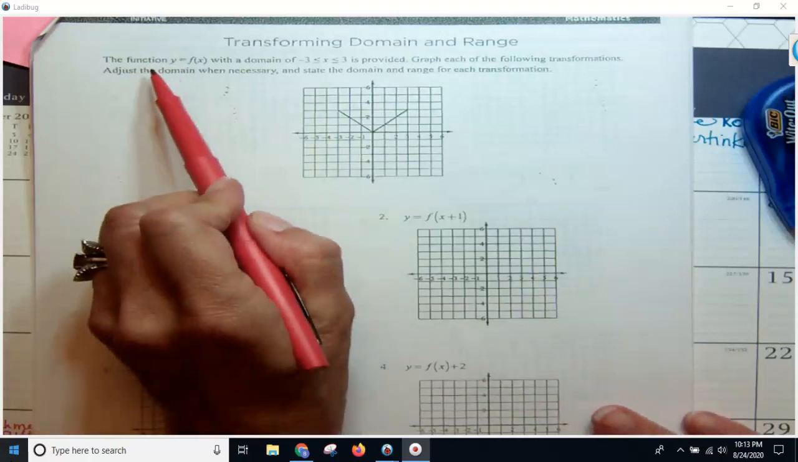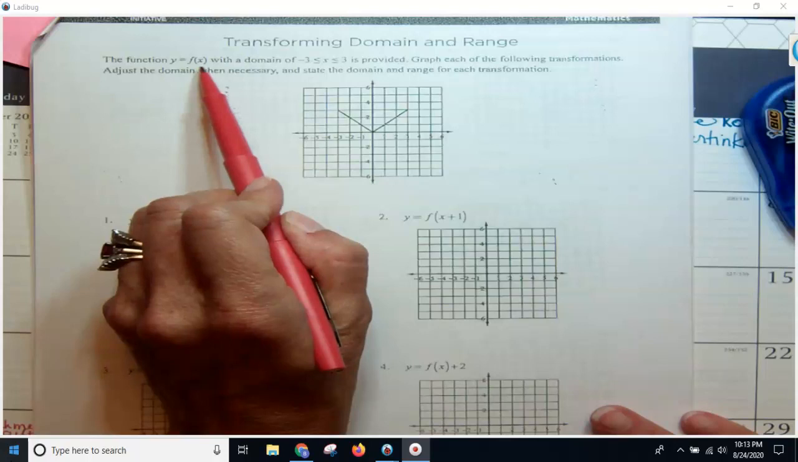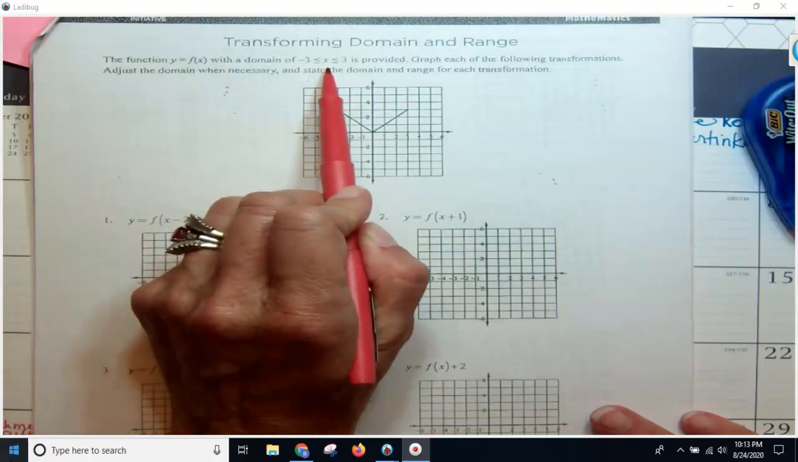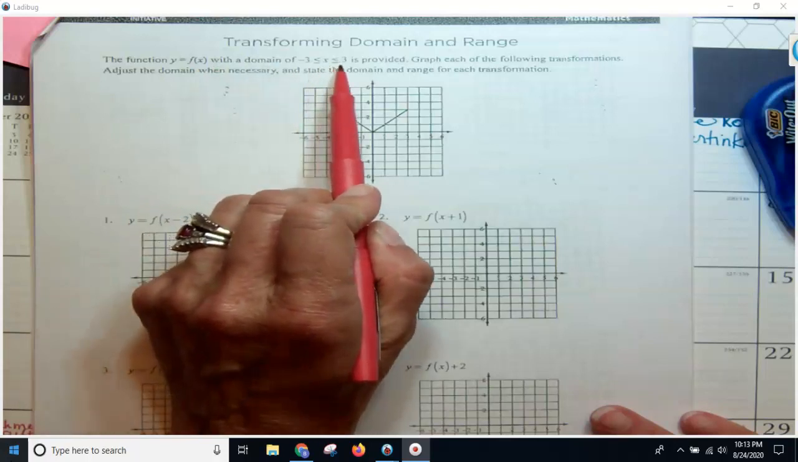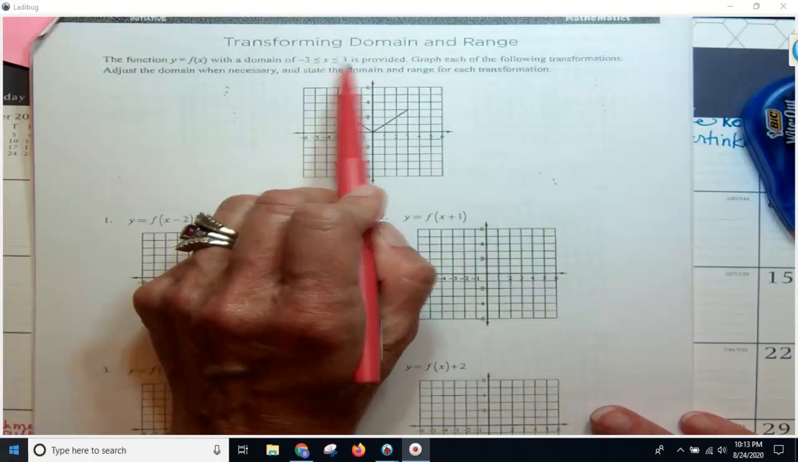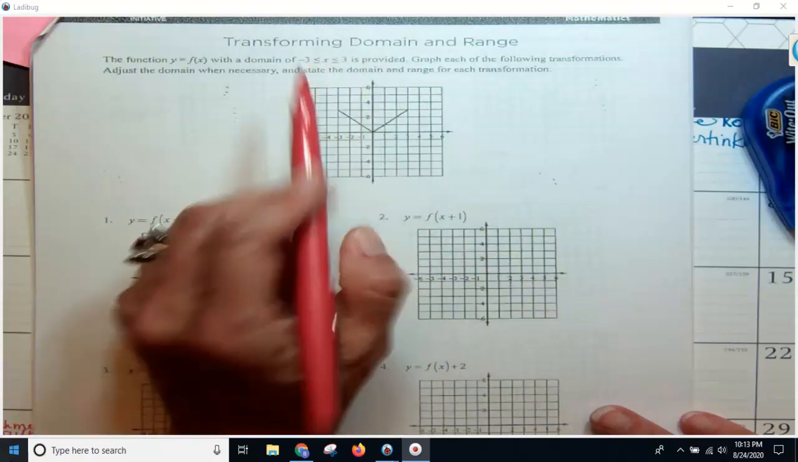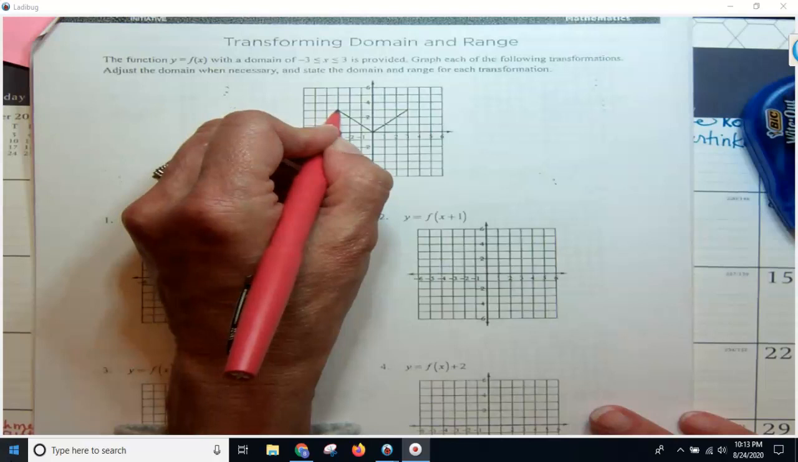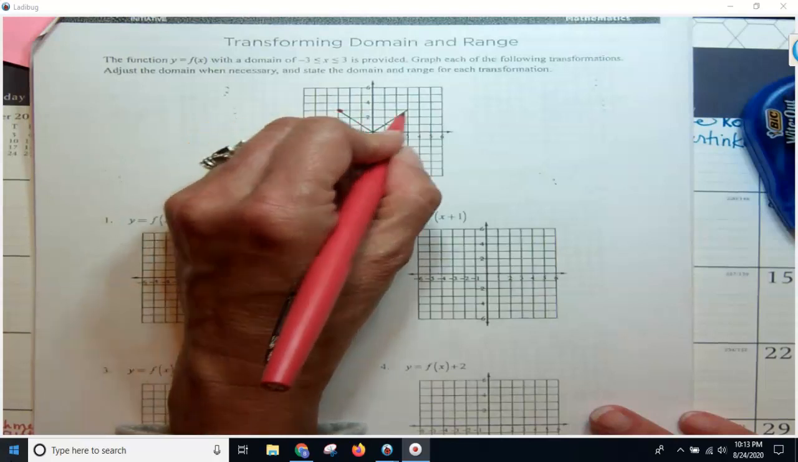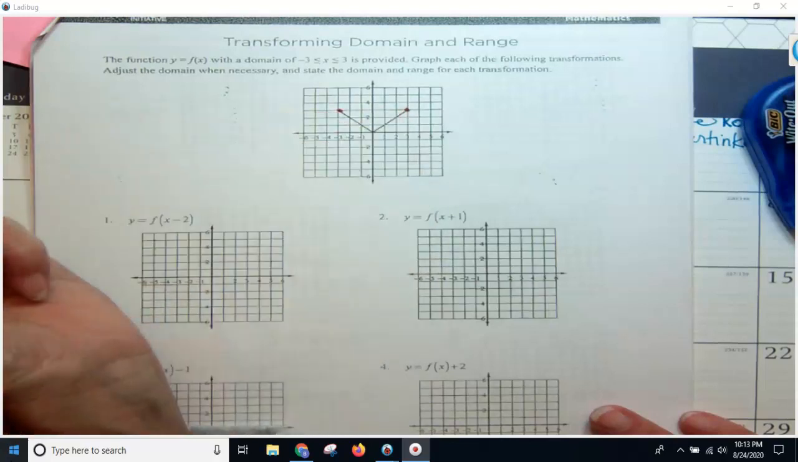So it states the function y equals f of x with the domain of -3 is less than x is less than or equal to 3. This is less than or equal to 2 is provided. So my domain goes from -3 to +3. Graph each of the following transformations, adjust the domain when necessary, and state the domain and range for my transformations.